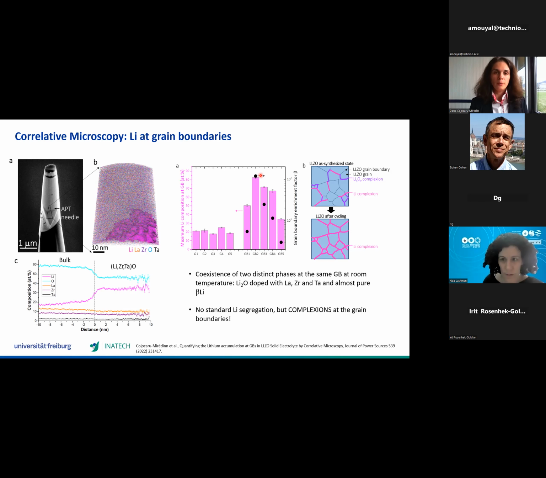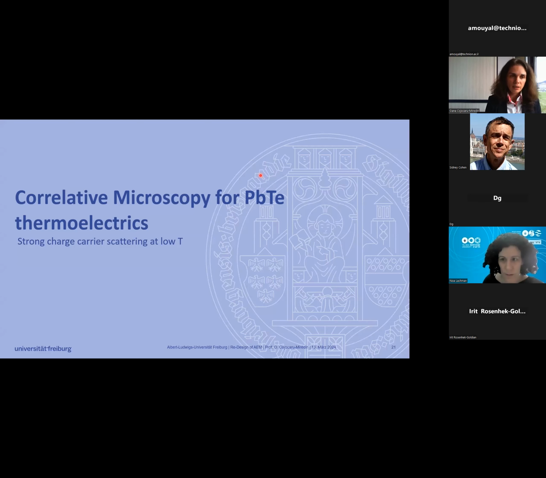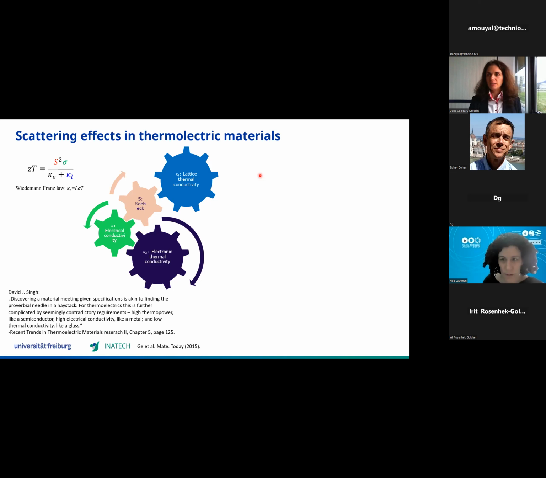And now, last but not least, I'm going to show you the correlative microscopy for the lead telluride thermoelectrics. And here we have a nice example of the thermoelectrics. We know, and I said at the beginning, that the thermoelectrics is defined by the ZT parameter. And in order to have high efficiency, we want to have a high ZT parameter. But how can we have this high ZT parameter? Simply by increasing the Seebeck coefficient and the electrical conductivity, and by reducing the thermal conductivity.